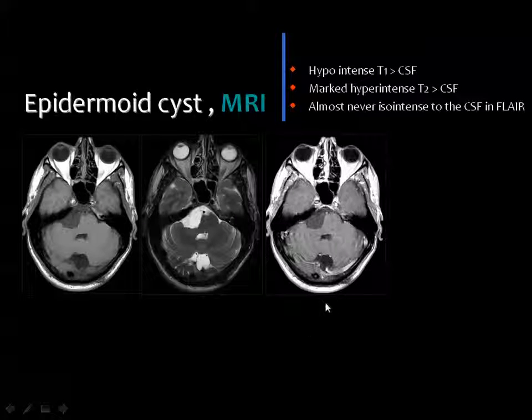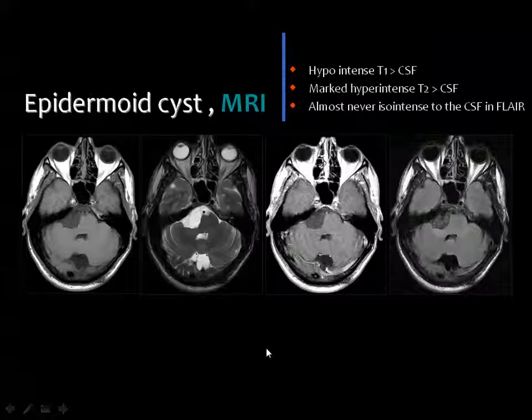Then by MRI, the cyst will show low signal in the T1, high signal in the T2, and in the FLAIR, whenever you inject contrast media, the cyst will not enhance, similar to the arachnoid cyst. But there is a great difference between the epidermoid and the arachnoid cyst, especially in the FLAIR images.